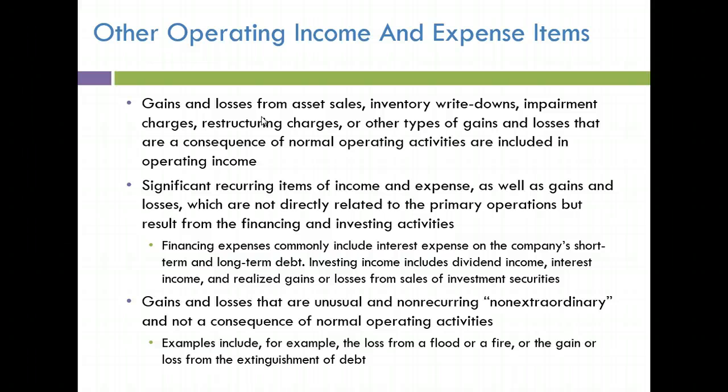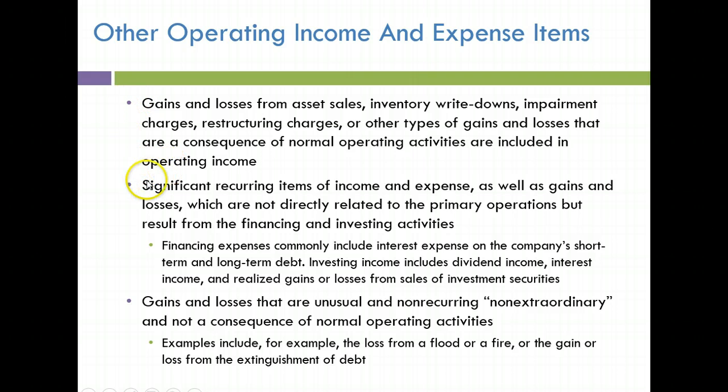Gains and losses from asset sales. This has nothing to do with the inventory. These are gains and losses from selling assets in the business. Or inventory write-downs, any impairments, restructuring charges that are a consequence of normal operating activities get included under gains and losses right before you see that operating income.